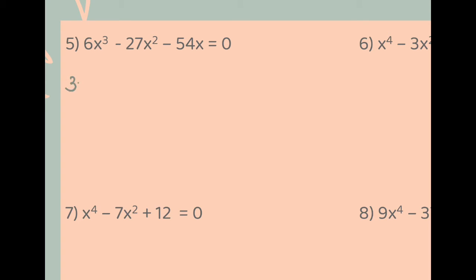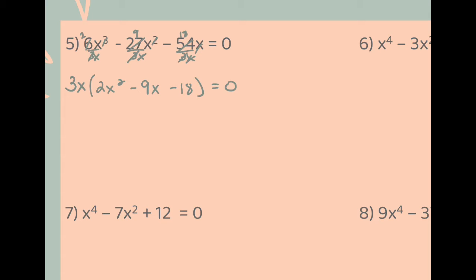So I take out that 3x again. This would be divided by 3x, 3x, and 3x. And here the x cancels. That would be 2x squared. 3 goes into 27 9 times. One of the x cancels, minus 9x, and then 3 goes into 54 18 times, and the x cancels.